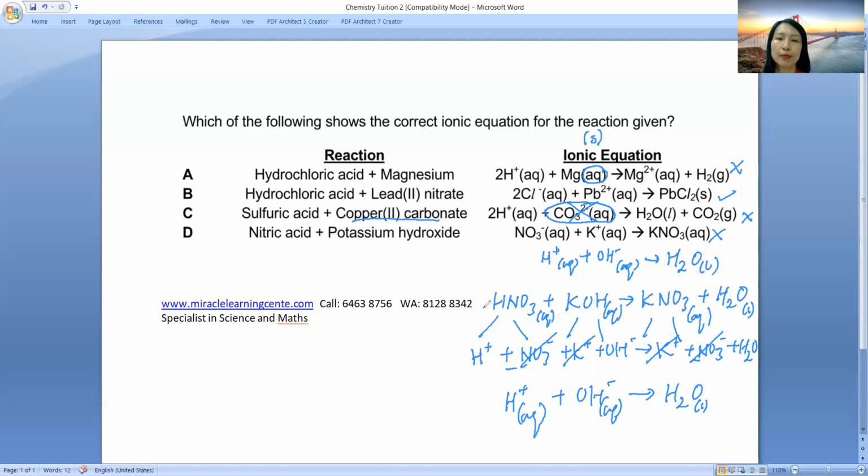These are the different steps to arrive at the ionic equation. So for these, if you're not sure, you will need to write it out. But if you can pick up the state symbols and the errors, then it will be easier for you to find the answer. That's all for today.